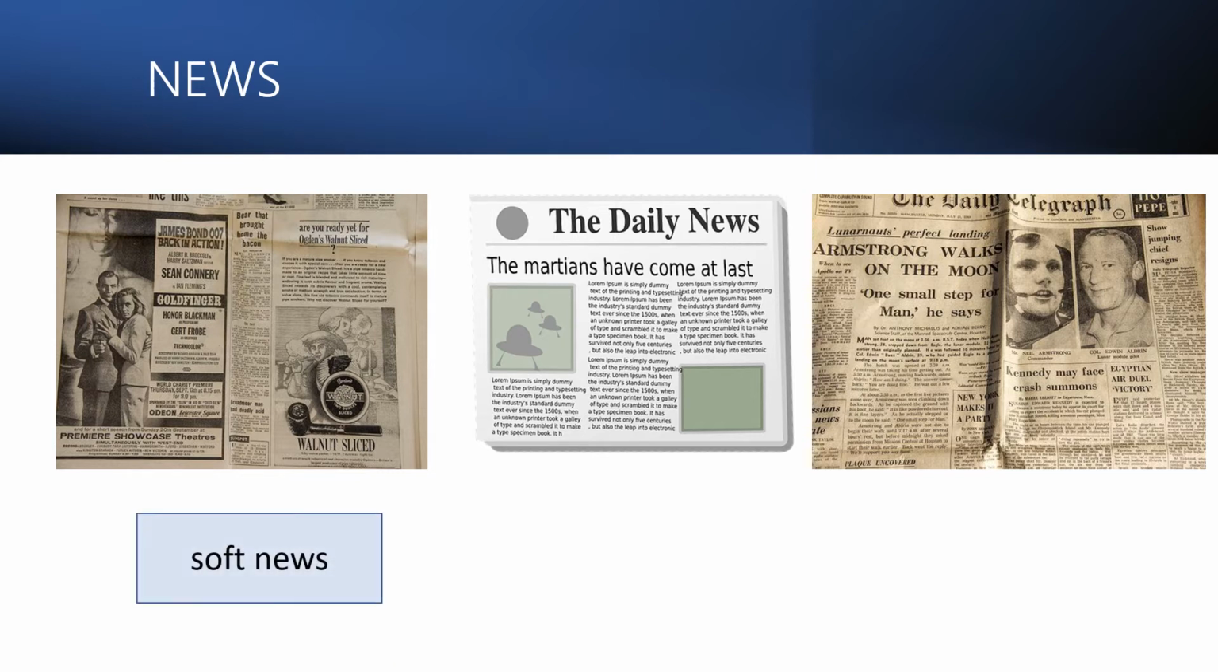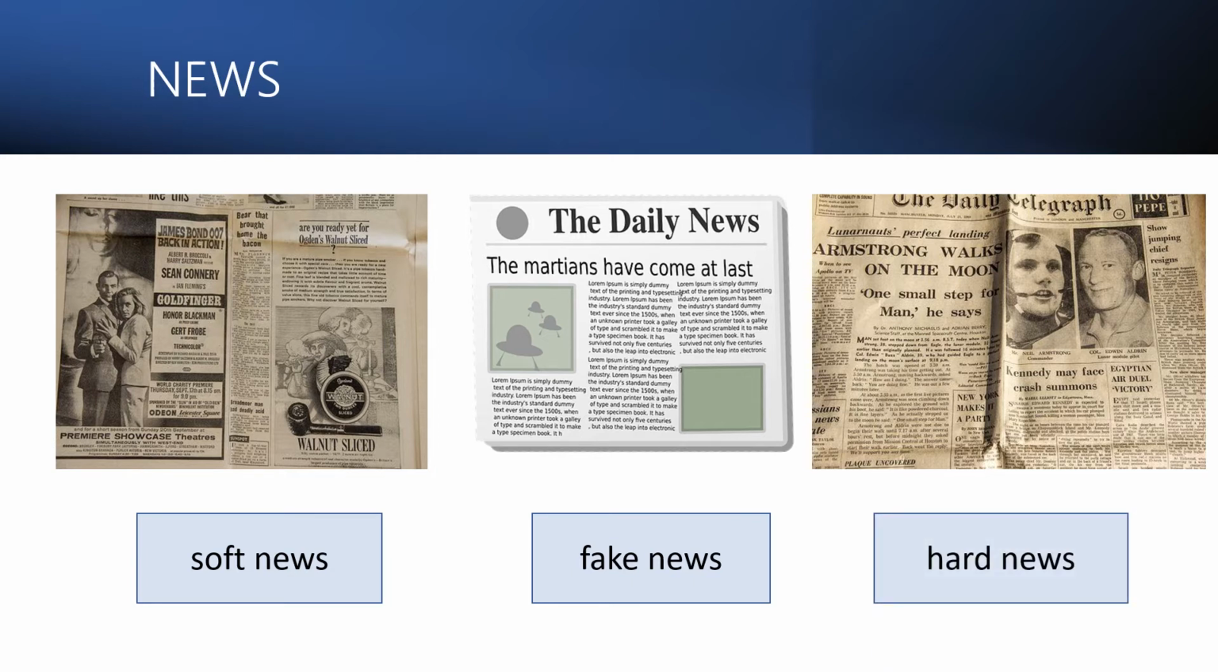When we talk about news, we should note that there are three different types of news. There is soft news that we find in tabloids, usually telling us about some romantic affair of a famous star. Then there is fake news that we want to avoid, and there is hard news that we find in broadsheets and serious newspapers. Today we will be talking about fake news.